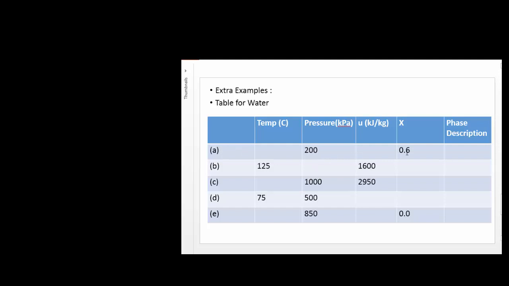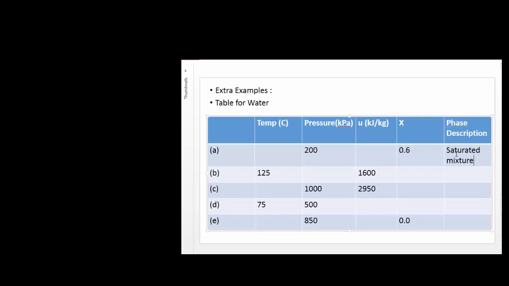So look at the first question. Since the quality is 0.6, what does this mean? This is definitely a saturated mixture because it has some quality. Remember, quality only applies to saturated liquid, mixture, and vapor. 0.0 for liquid, 1.0 for vapor, and whatever is in between must be the mixture. So after this, we can directly go to table F5.